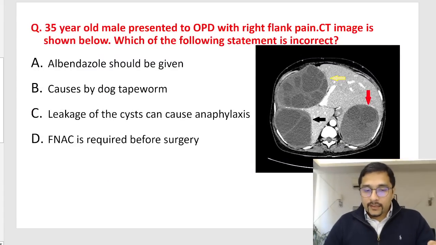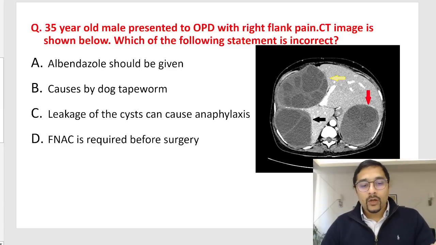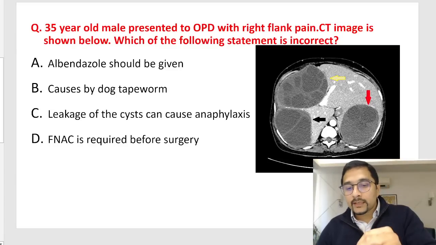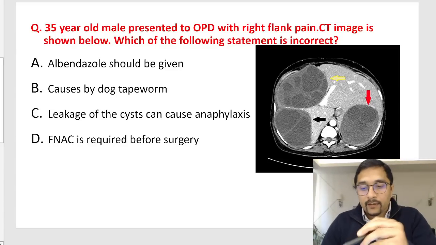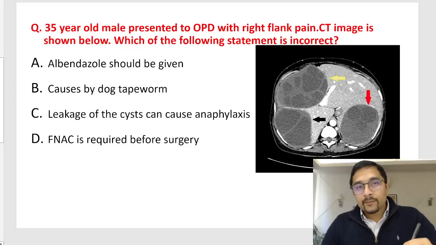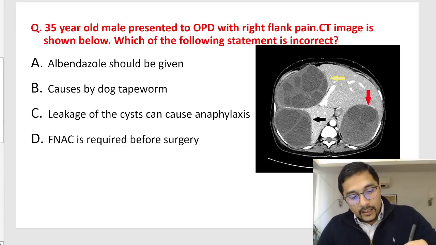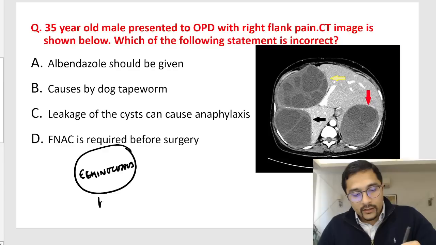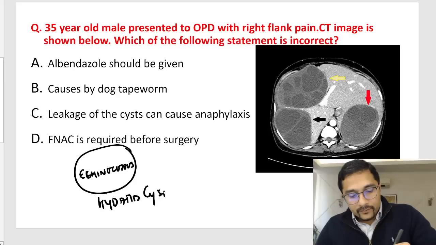This was asked in a recent exam. A 35-year-old male comes to the OPD with right flank pain. CT image is shown, which is the incorrect statement? So you can see these multiple cysts in the kidney, right? So this is because of echinococcus infection, right? Echinococcus infection has caused this, or it has given rise to a hydatid cyst in the kidney.